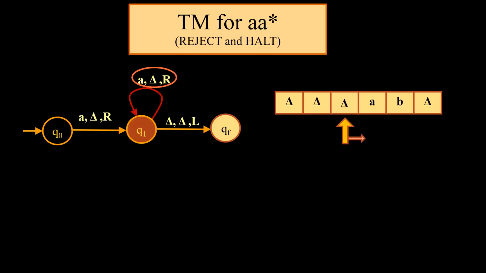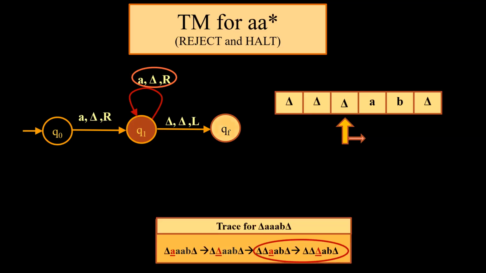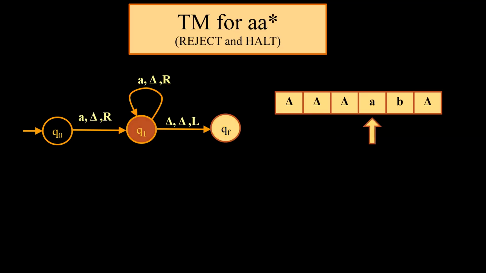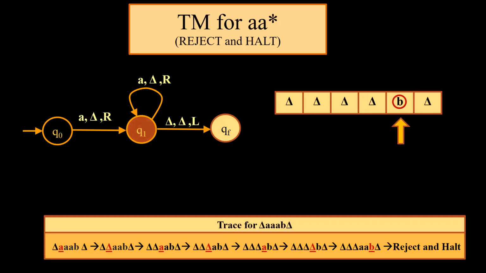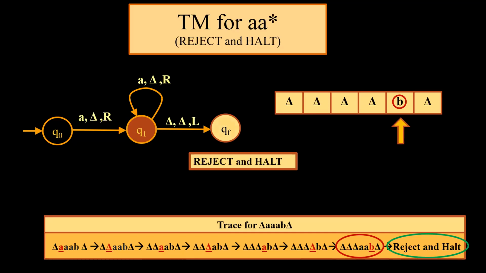Next A, again it will have a self loop on Q1 itself. It will move towards the right. Now it moves again, third A, self loop of Q1, and it will again move towards the right. But now when we move towards the right, we come across B. On Q1 state, we don't have any move corresponding to input B. So this is how the machine will halt. It will be rejected and it will be halted. So this is how reject and halt state is encountered.